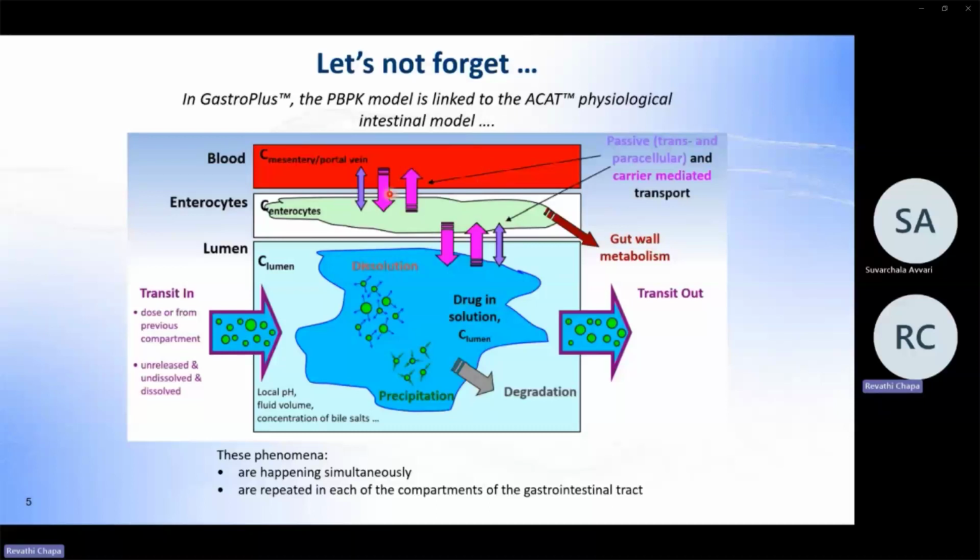Sometimes there could be transporters which facilitate the absorption of these drugs, essentially the uptake transporters. So before we make any DDI predictions, it is very important to have a good understanding of the processes the drug could go through before it makes it to the systemic circulation. These processes are happening simultaneously in all of the compartments. When we say all of the compartments, we refer to the duodenum, jejunum, ileum, colon, and rectum.